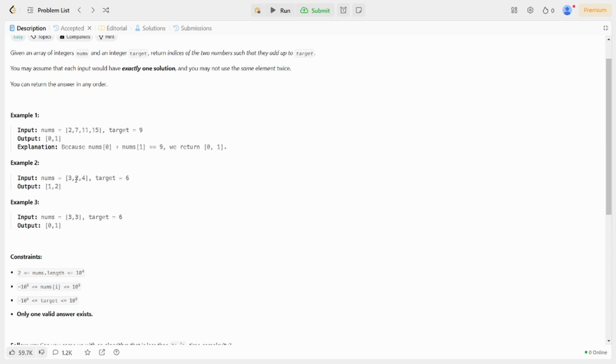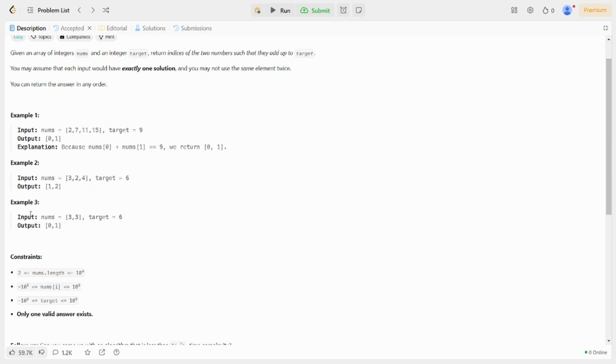In the second example, we have 3, 2, 4, and a target of 6. And we observe that here the pair of values 2, 4 add up to 6, 2 has index 1 and 4 has index 2, and therefore a valid output is 1, 2, or again equivalently 2, 1. So that would also have been fine.